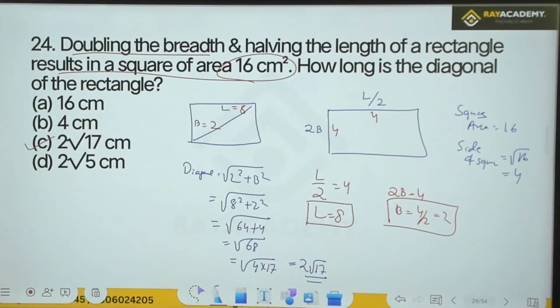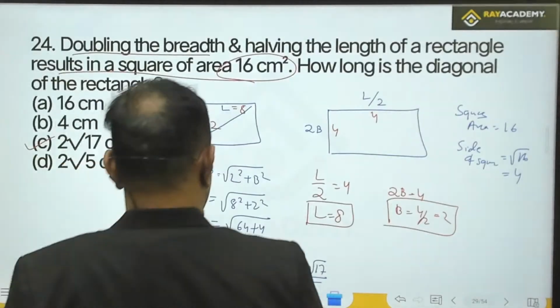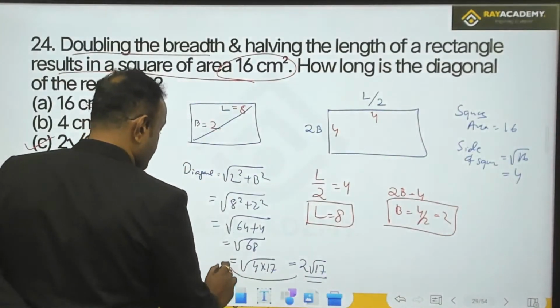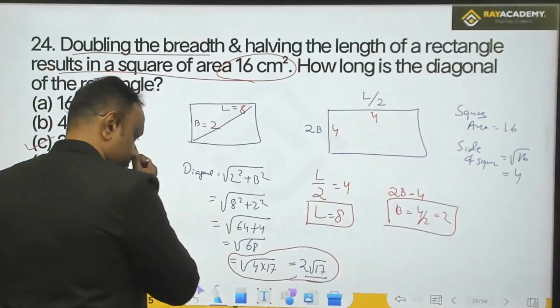But the most important thing in this kind of mensuration question is that you also need clear concepts of surds and indices. Suppose you get an answer of square root of 68. If you don't know how to simplify it, then you cannot see which option is the correct answer. So square root of 68 is square root of 4 into 17. 4 we can take outside because 4 is a perfect square, so it became 2. So that is 2 root 17. This part is also very important in mensuration questions, otherwise you cannot find the right option.